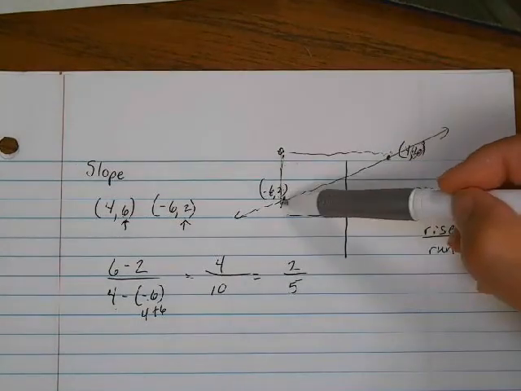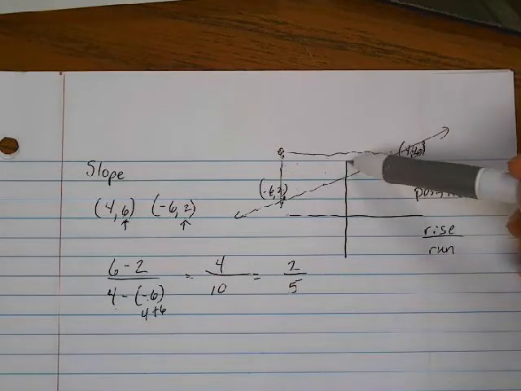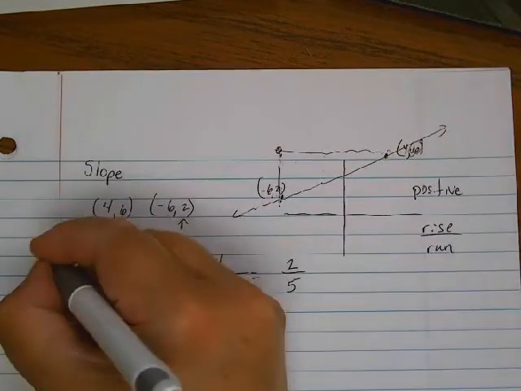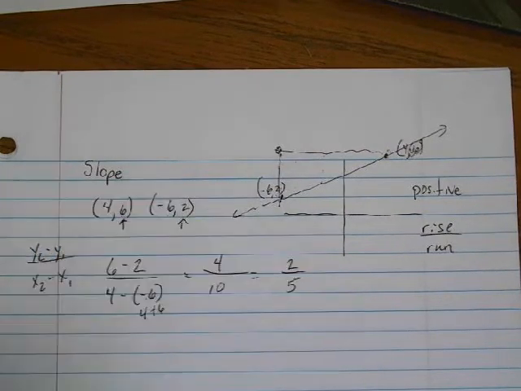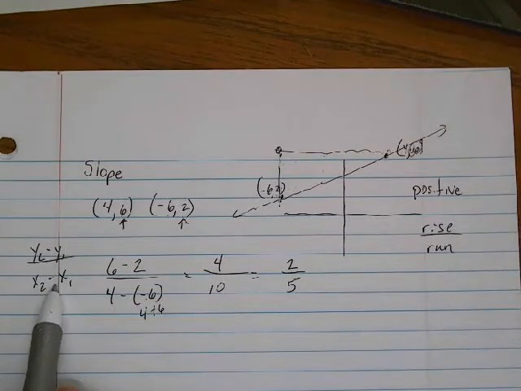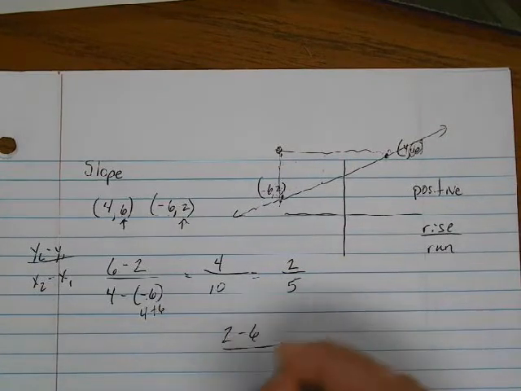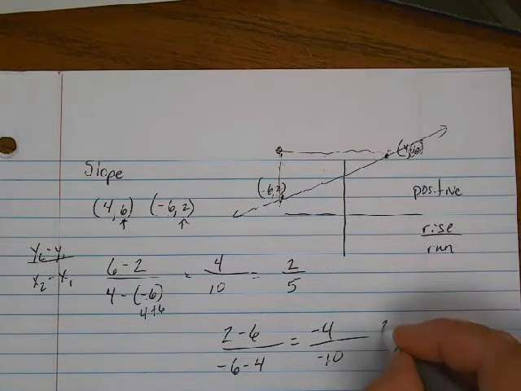So every time I go up 2, I should go over 5 and be on the line. Up 2 over 5 should be on the line. So every time I go up 2 and over 5, I should be at another point on the line. Now, a lot of kids just memorize this formula, y2 minus y1 over x2 minus x1. You found the difference in the y values over the difference in the x values. So I could have gotten the same answer if I would have done 2 subtract 6 over -6 subtract 4. A negative divided by a negative is a positive.